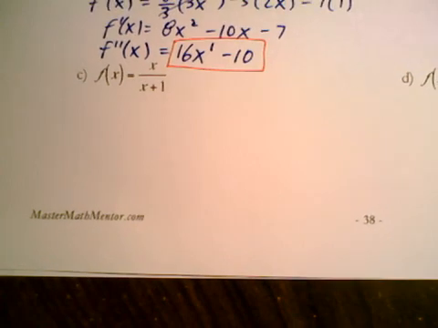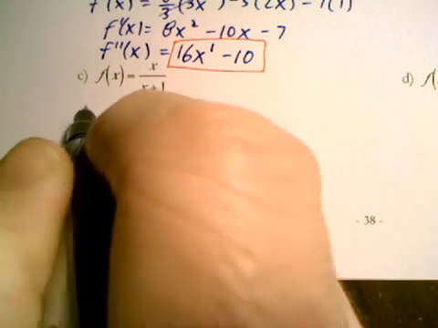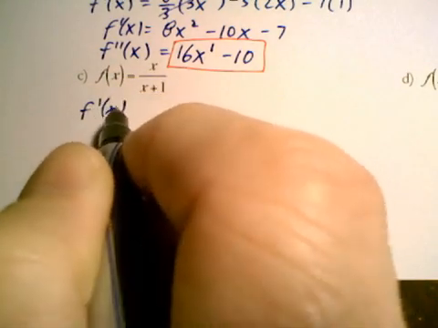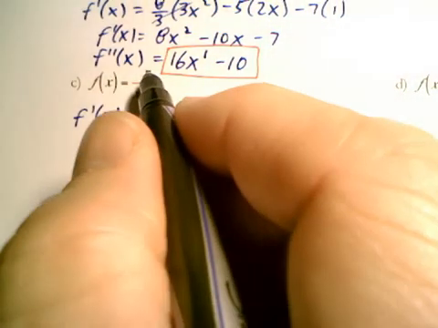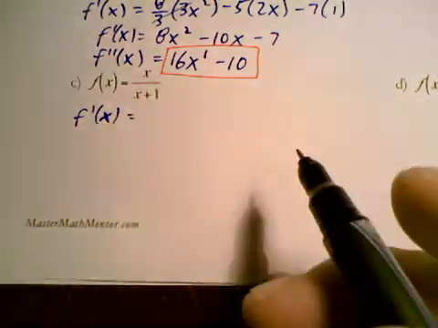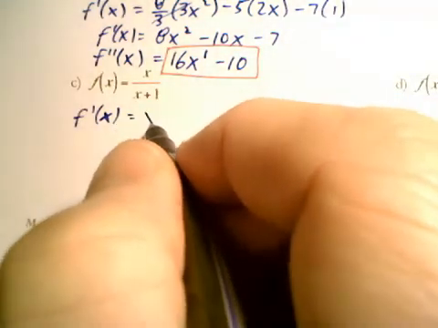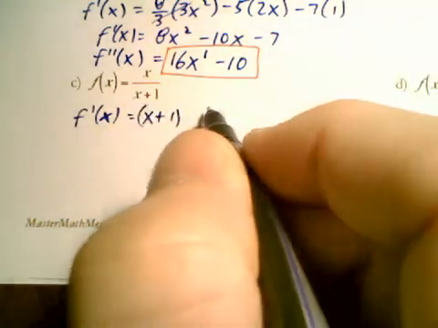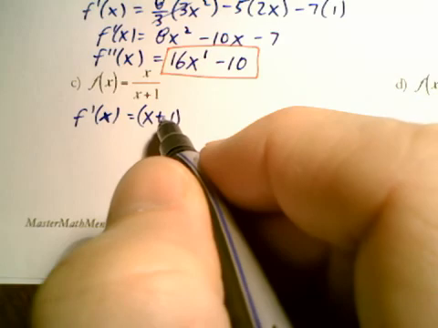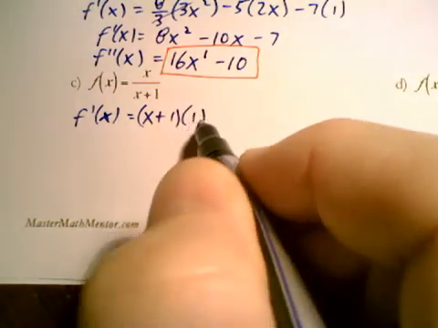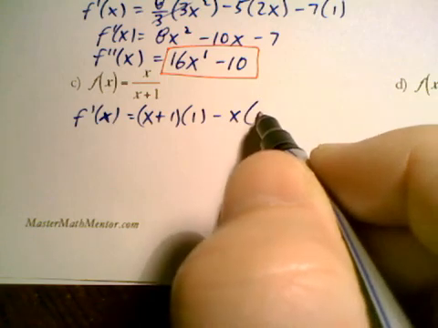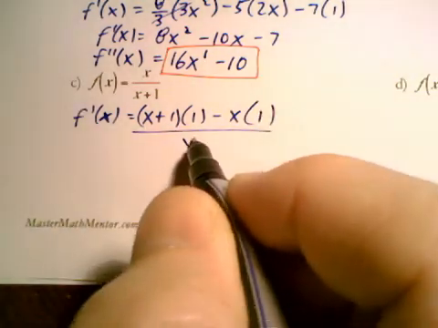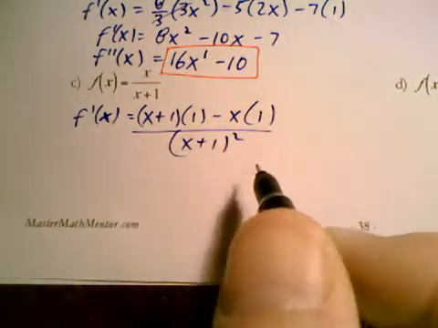Alright, let's do this one. If this starts getting a bit cumbersome, then we're just going to stop. Let's just see how it goes. We have the derivative of a quotient, so we're going to use the quotient rule. And the quotient rule is, again, the low d high. So x plus 1 times the derivative of the numerator, minus the numerator times the derivative of the denominator, over the denominator squared.